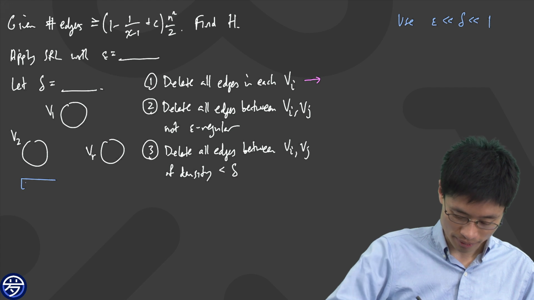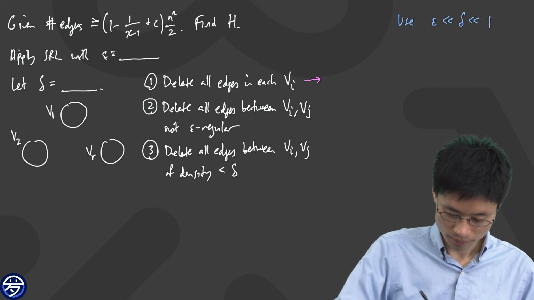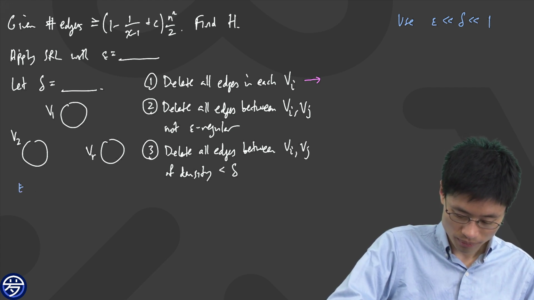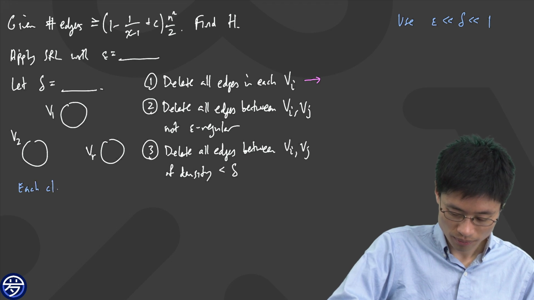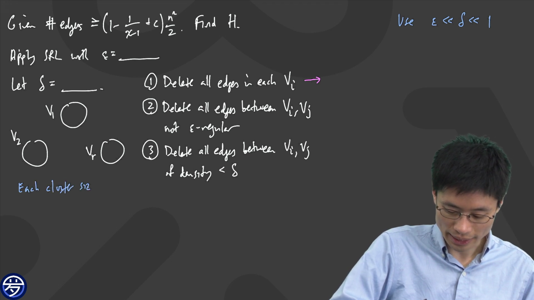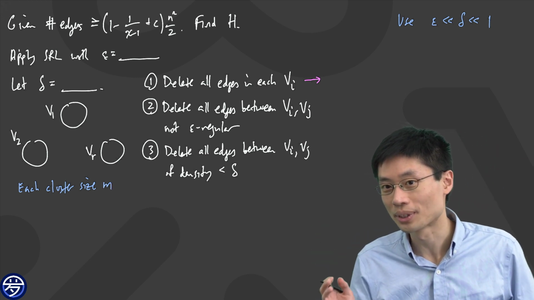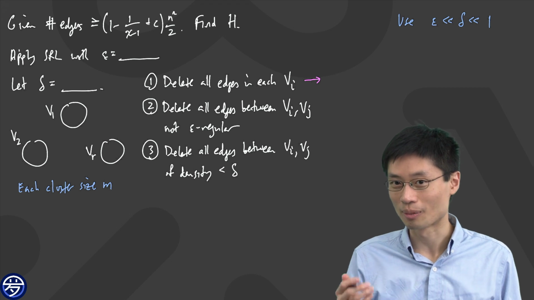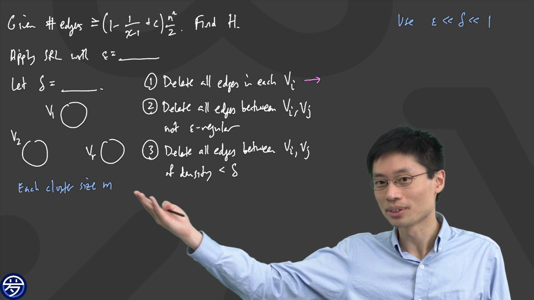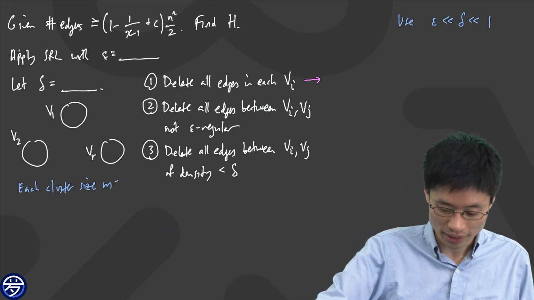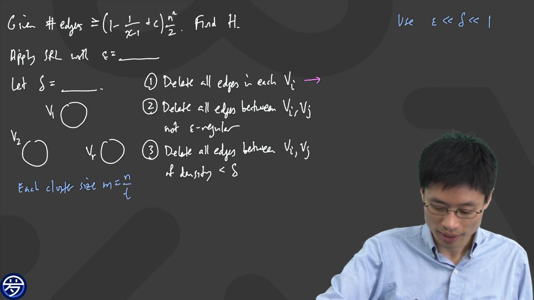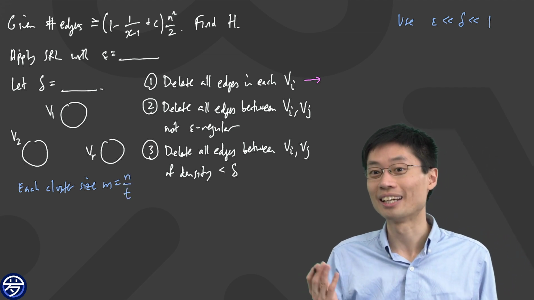So each cluster size is equal to m. Okay, and they're all, let's just pretend, even if it's m and m plus 1, let's call them all m. And this m happens to be exactly equal to n over t. Remember, there are t parts and there are n vertices.